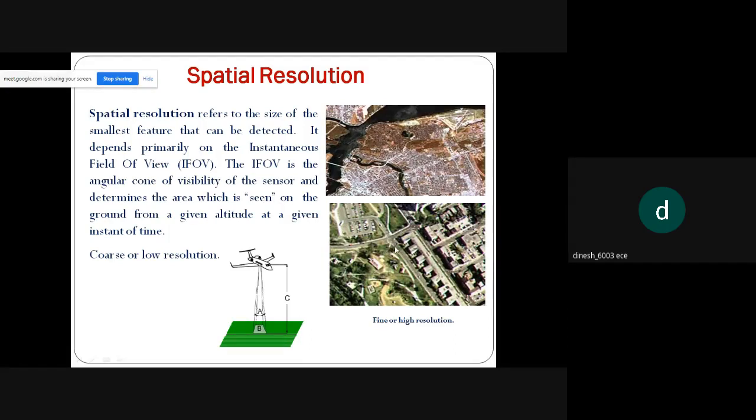This is your road. This is asphalt road. This is your road. This is your road. These are small buildings, small houses which are being built. So this gives you a spatial resolution definition. That depends upon the IFOV.